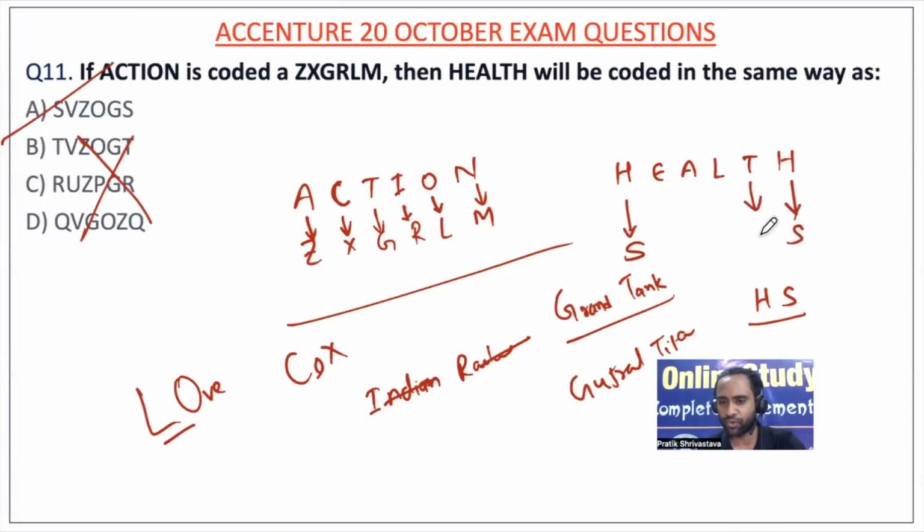Anyway, so here Gujarat Titans or Great Tank Road. L, love. A to Z, E, electric vehicle. So S, B, Z, O, G, S.